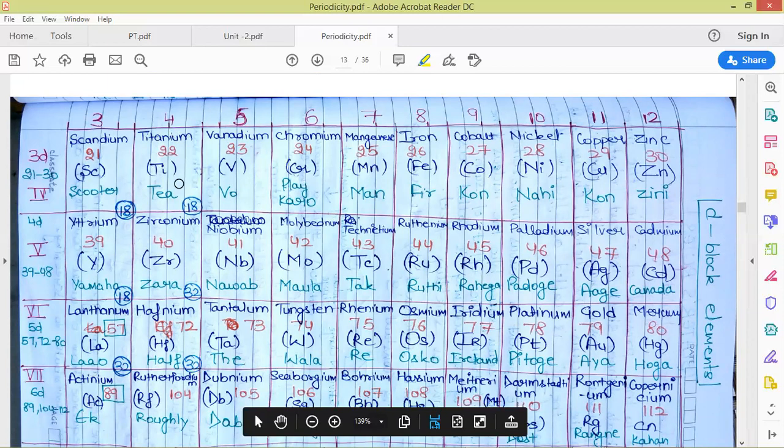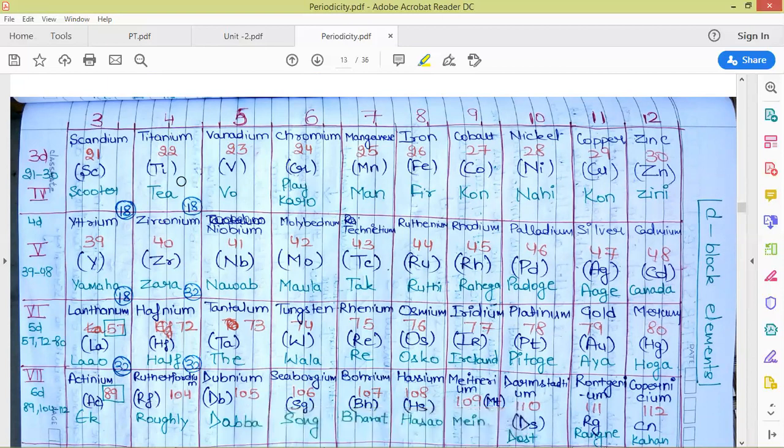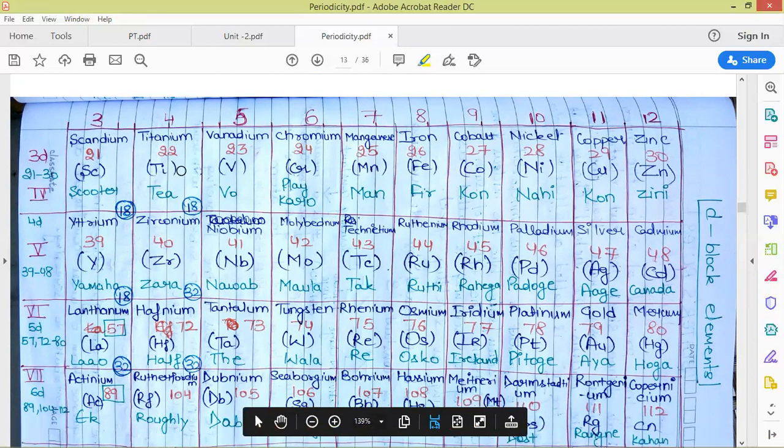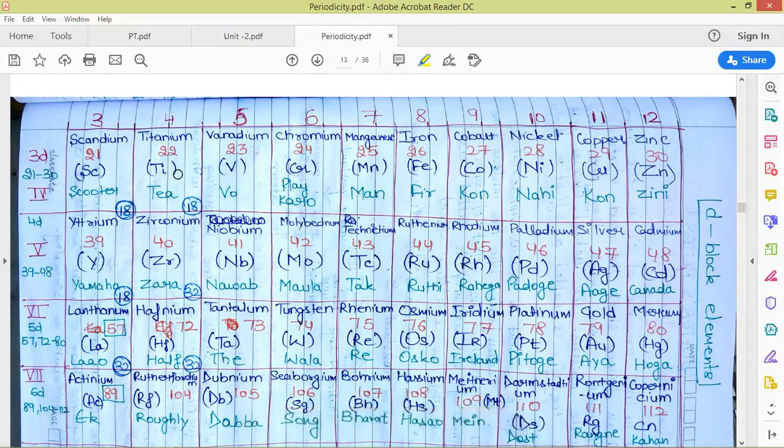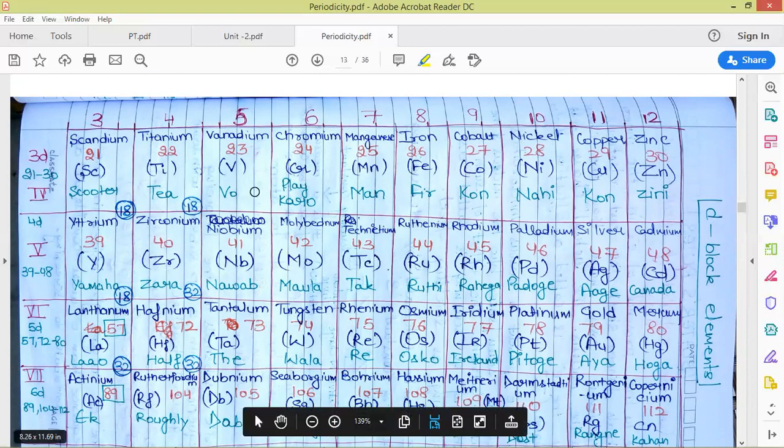For the next group, the elements are titanium, symbol is Ti, zirconium, Zr, hafnium, symbol is Hf, and rutherfordium, symbol is Rf. So this is a group for T lovers. So that mnemonics is T, Zara, half, roughly. So one person is saying this to other that I'll take T, roughly, half. So T, Zara, half, roughly.